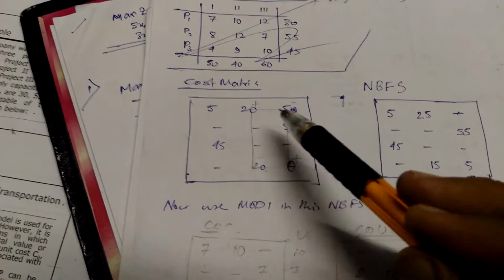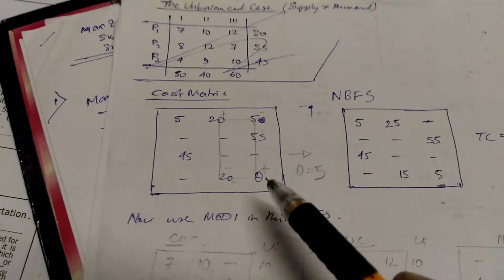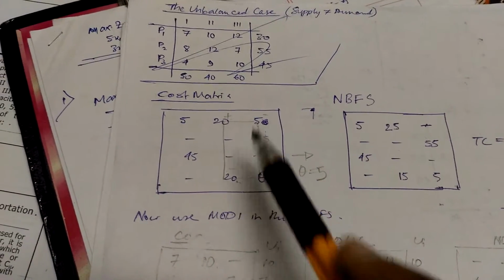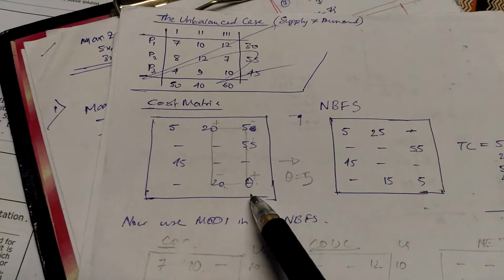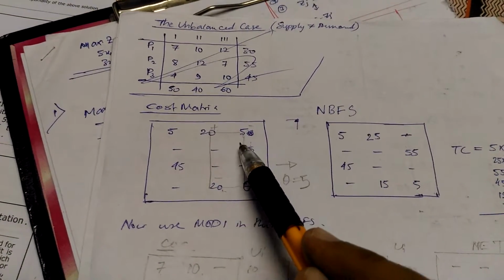Now we have to form a loop, then plus minus theta. The 5 is the minimum value, so plus minus plus: here 20 plus theta, here 5 plus theta, here 20 plus theta, here theta plus 5. So take the value of theta as the least value.